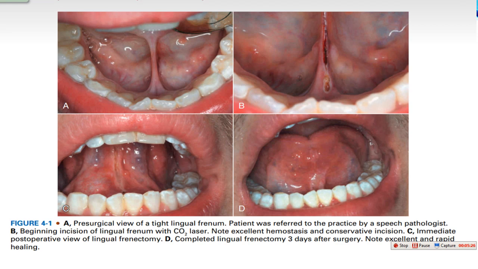This is lingual frenectomy by erbium group laser or erbium YAG laser. We see it is without need for anesthesia or suturing, and predictable healing as seen in this picture.